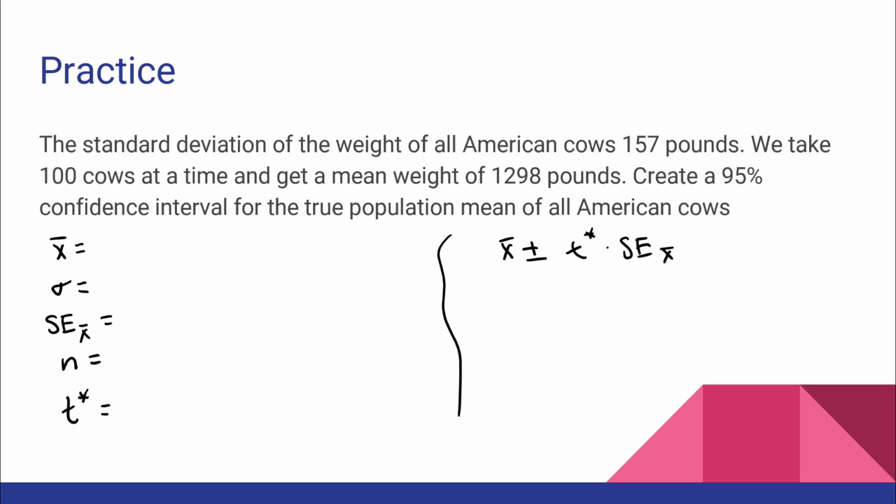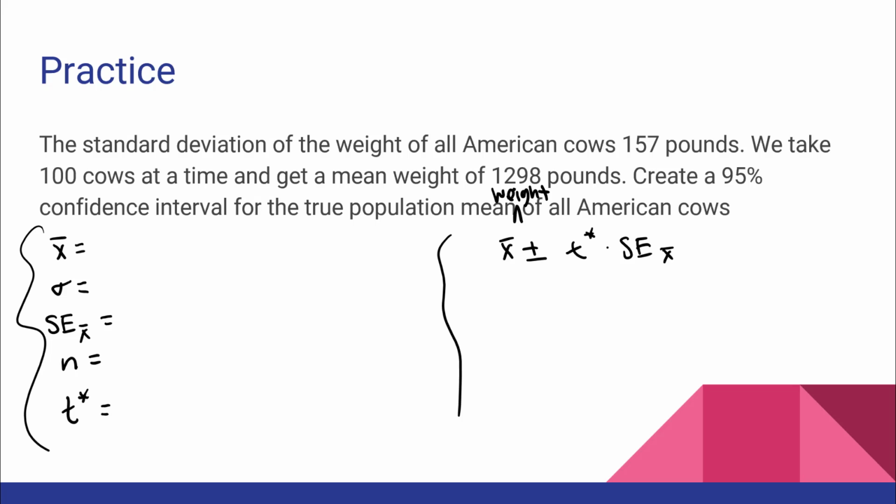The standard deviation of the weight of all American cows is 157 pounds. We take 100 cows at a time and get a mean weight of 1,298 pounds. Create a 95% confidence interval for the true population mean weight of all American cows. I should have put the word weight in there. So we need all of these important numbers to make our confidence interval.